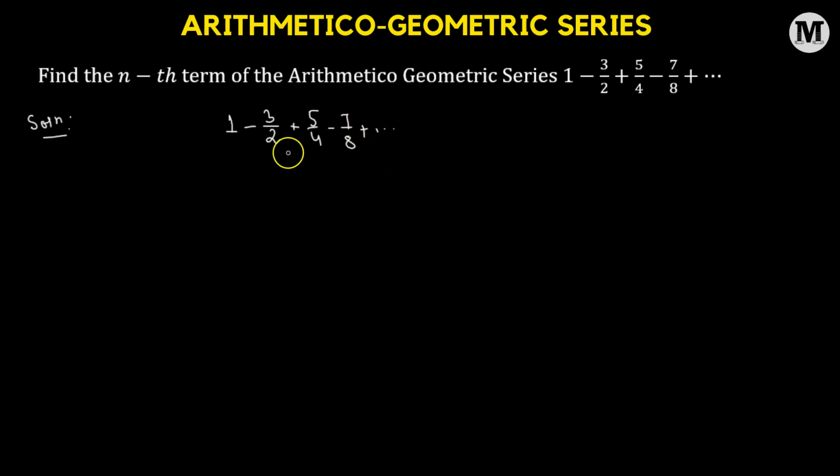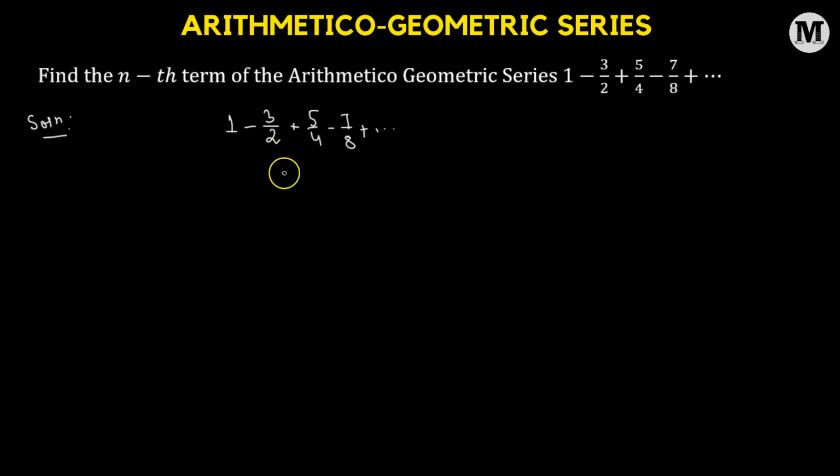However, this is not an arithmetic series, neither is it a geometric series. So that means if it is not an arithmetic series, we cannot define the common difference, and if it is not a geometric series, then we cannot define its common ratio. However, this particular series is composed of both the arithmetic as well as the geometric sequence. Now what we're going to do is try to find out the arithmetic progression and the geometric progression.